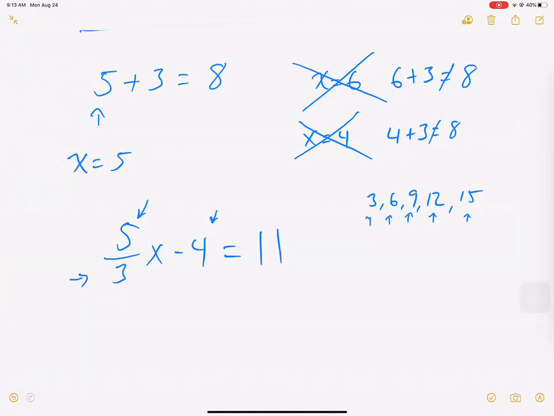If I take my first option, 3 divided by 3, that is 1. 1 times 5 is 5. 5 minus 4 is 1. Nope, that's not even close to 11. If I do 6, let's do 9 as a guess. What if x was 9?